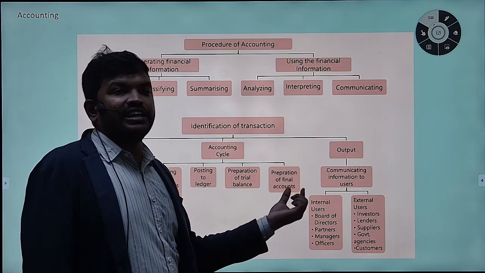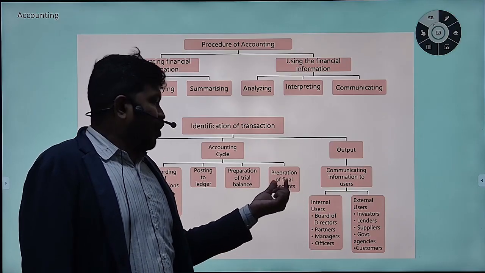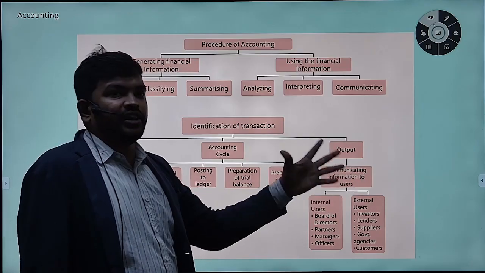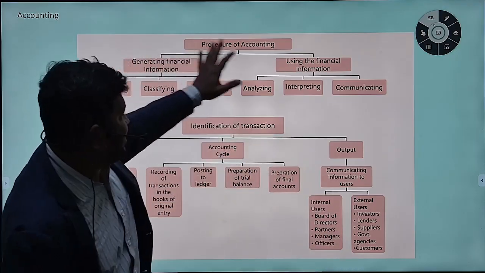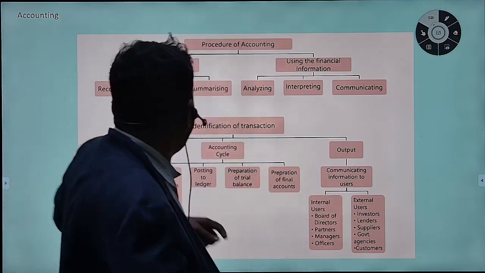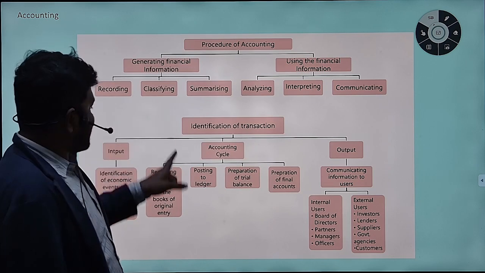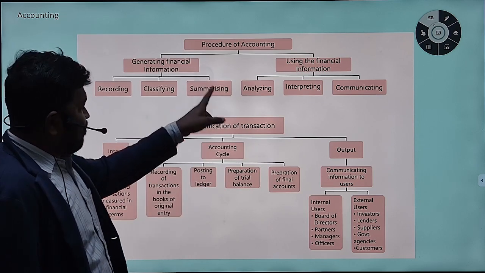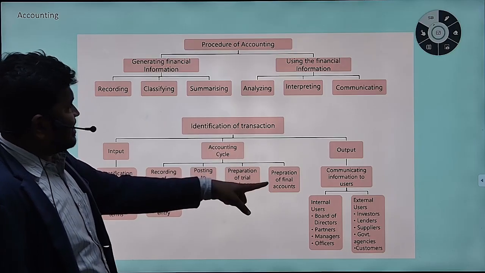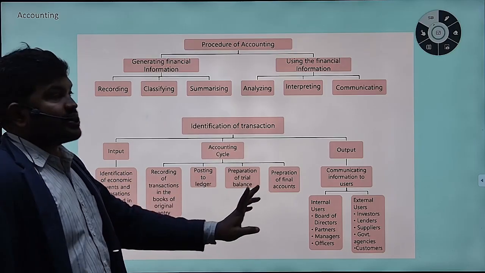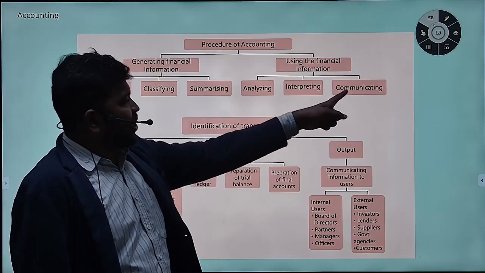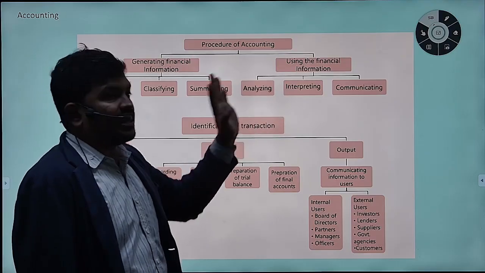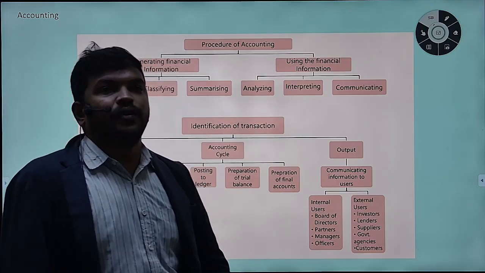ठीक है, that is the ultimate output. That output gets actually consumed by the users, investors. Clear? This is as a whole accounting. Here you can see recording is journal, classifying is ledger, summarizing you can say trial balance, and final accounts you can say together. And this analyzing, interpreting and communicating business will do, analyzing and interpreting the investors will do.